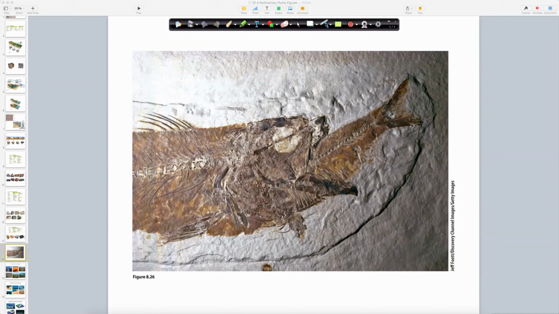This is section 8-9. And so here's a picture of a fish eating another fish. It either choked and died or died in the process of eating the fish. So, sedimentary rocks preserve evidence of past depositional environments.